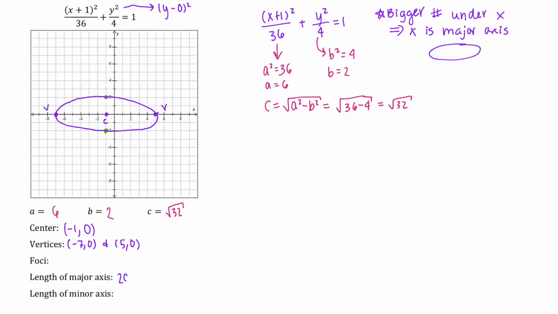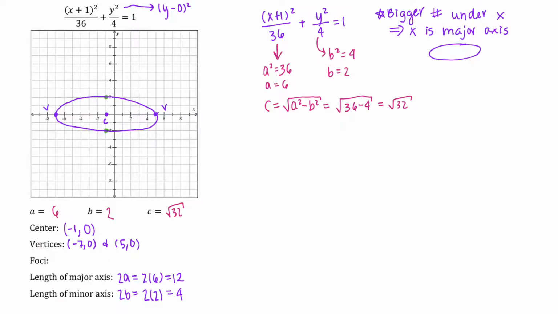The major axis is always 2a, and the minor axis will always be 2b. That's the length of the entire axis. So this is 2 times 6, which is 12, and then 2 times 2, which is 4.